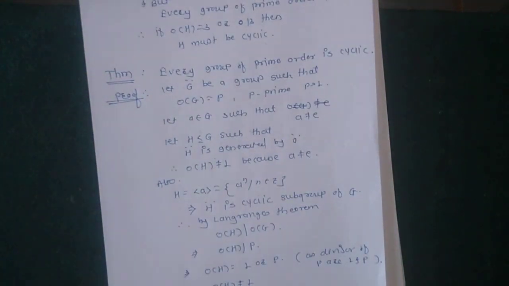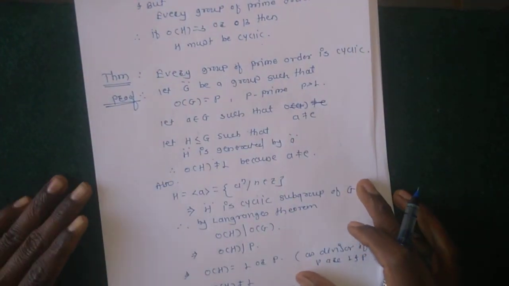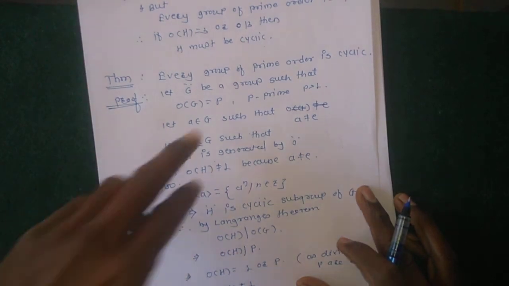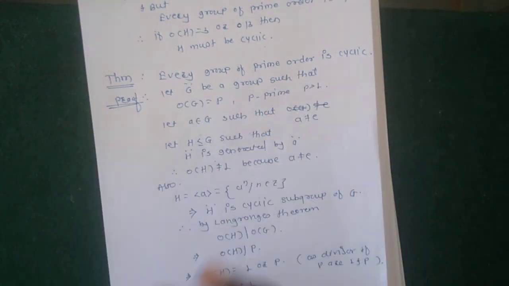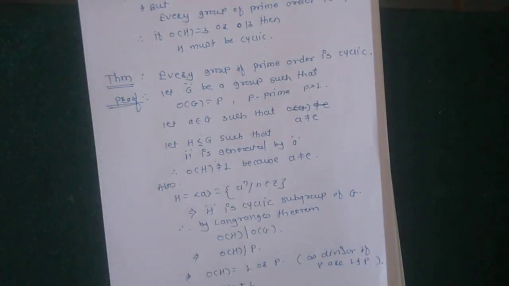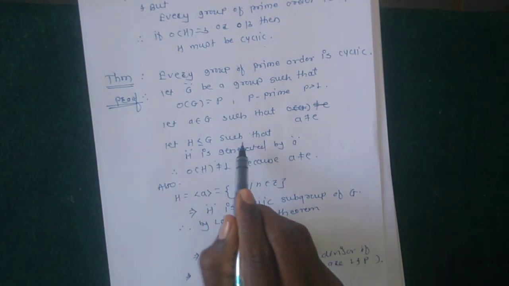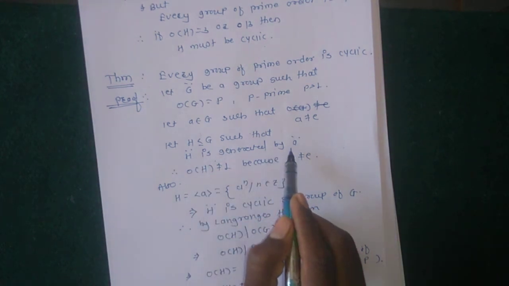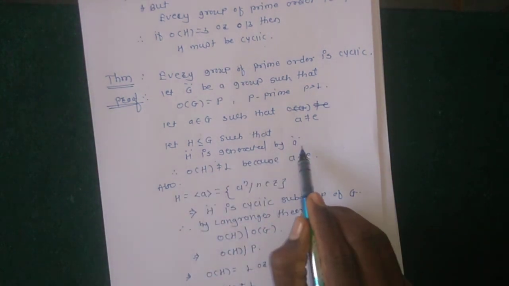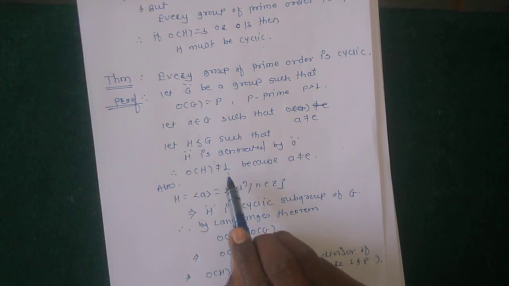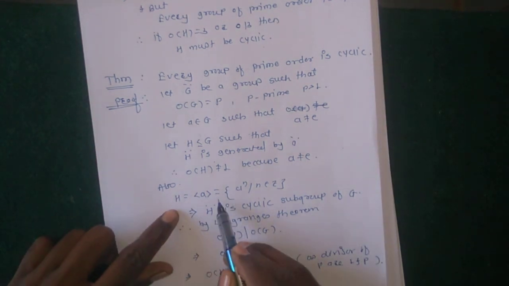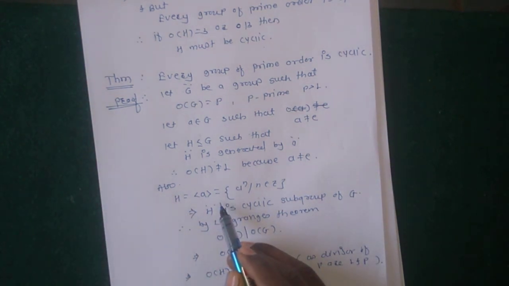This is the proof of the given theorem. How do we prove that every group of prime order is cyclic? Firstly, we choose the order to be any prime number, and choose any element a from G such that H is a subgroup of G generated by a. And a is not equal to the identity, which implies that the order of H is not equal to 1. So H is generated by a, which implies that H is a cyclic subgroup of G.